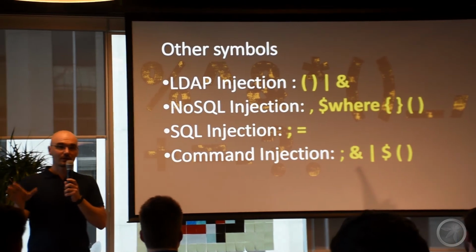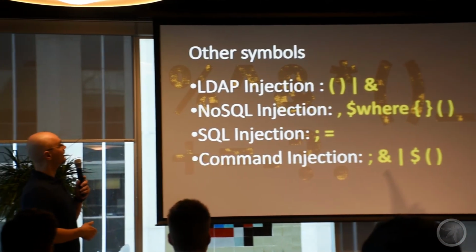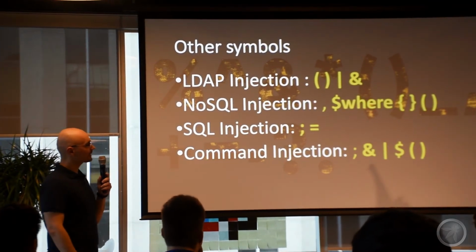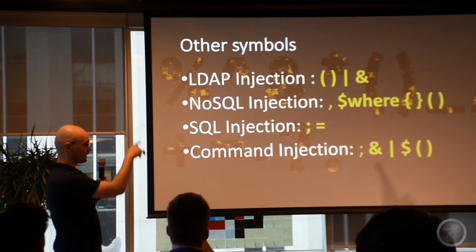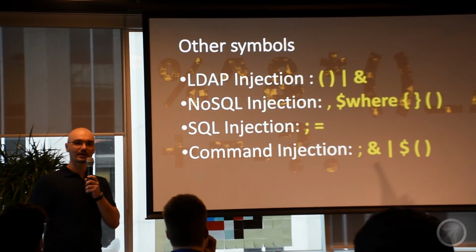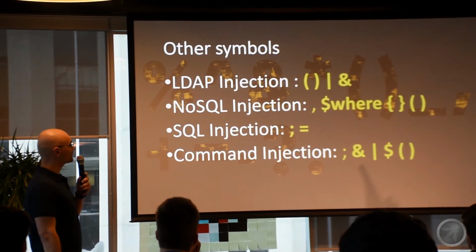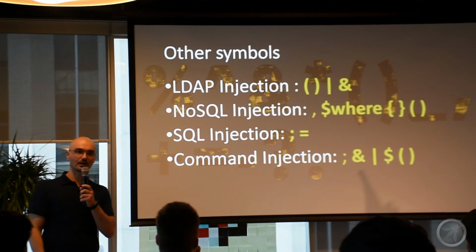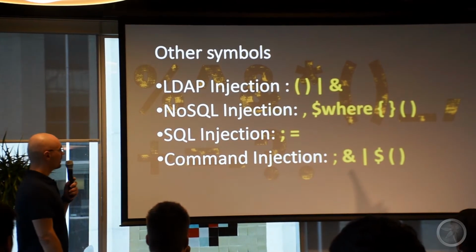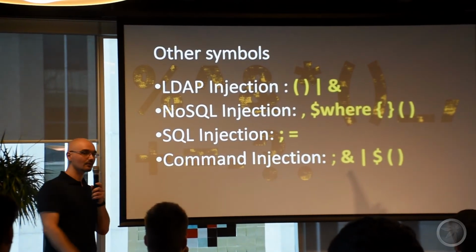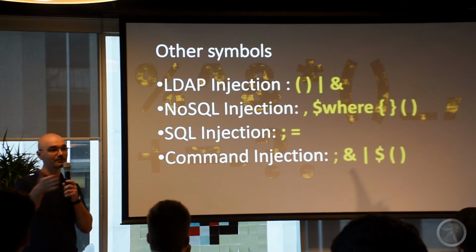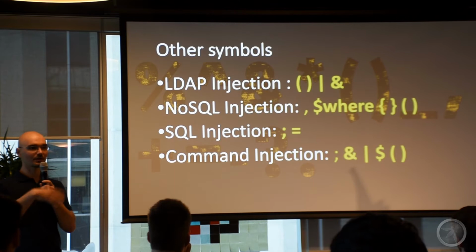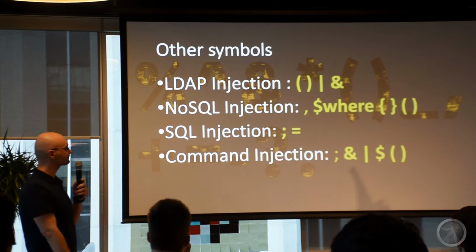Now, I talked a lot about the quotes, but there are other symbols. For LDAP injection, you have the brackets, the pipe, and the ampersand. Those are used for logical operations, and the brackets are used to group statements. For NoSQL injection, you have the where clause, then you have JavaScript type symbols. You can also use semicolon and equal in SQL injection if quotes are not being used, like in the case of the ID parameter I was showing you earlier. If you put a semicolon, that causes a problem and breaks the statement.